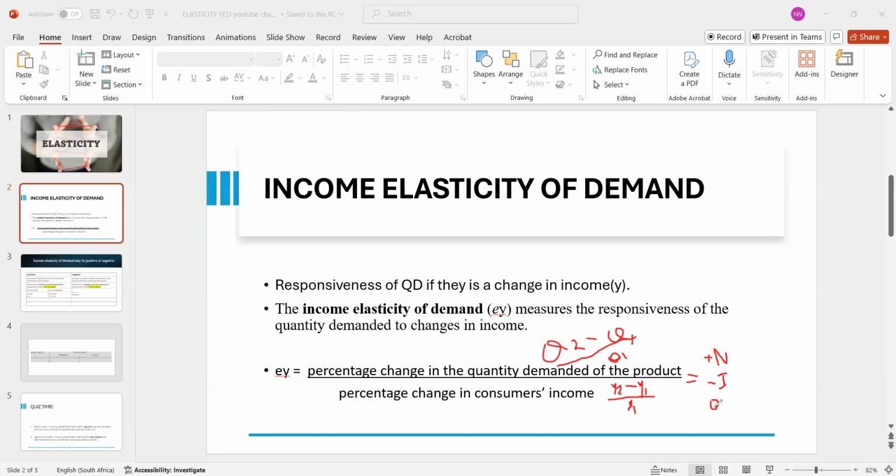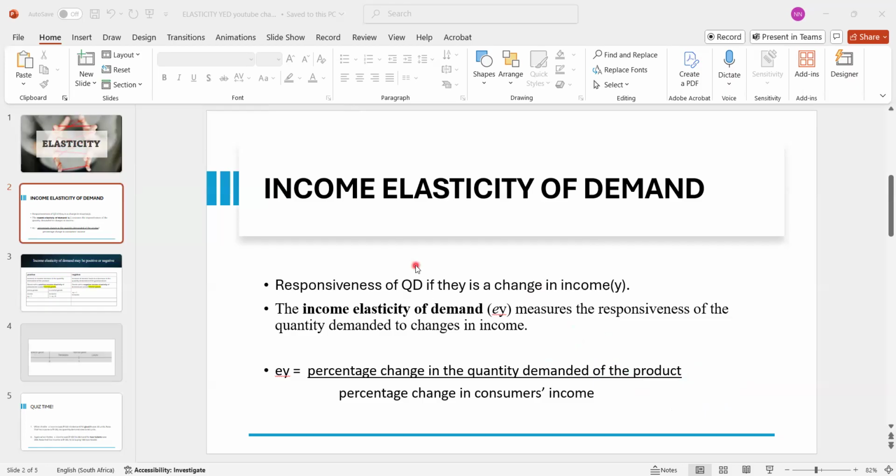And then if you get 0, then those goods, it means, no, I'm mistaking this with cross elasticity. There's no 0 here. It's either you get a positive or a negative number. Okay, let's go and look at the next slide.